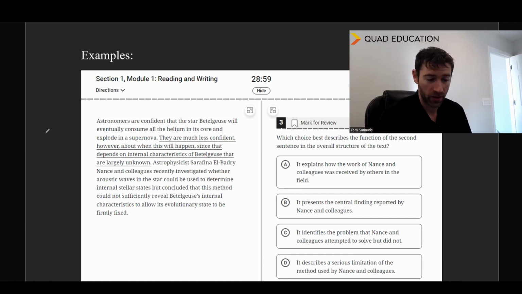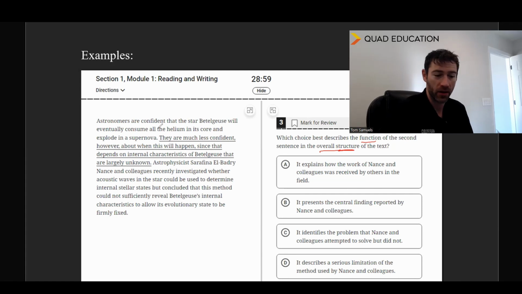So as we expected, which choice best describes the function of the second sentence? And they've underlined it for us so we know which one they're referring to. In the overall structure of the text. Again, not super important that we look at the question because this is basically what it's always going to say.